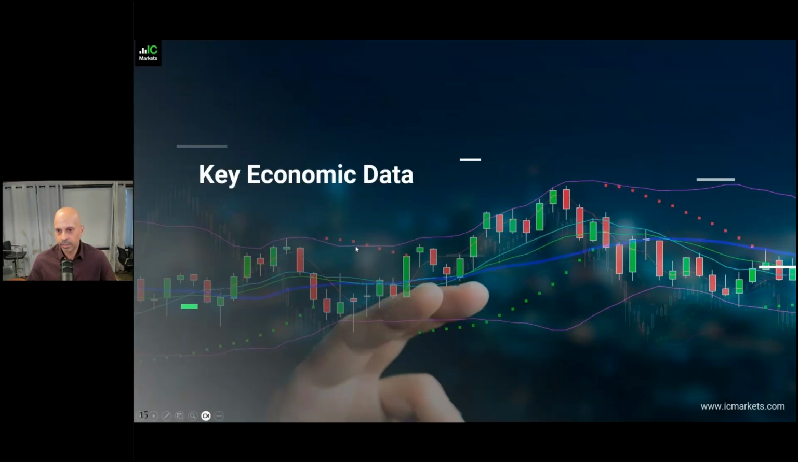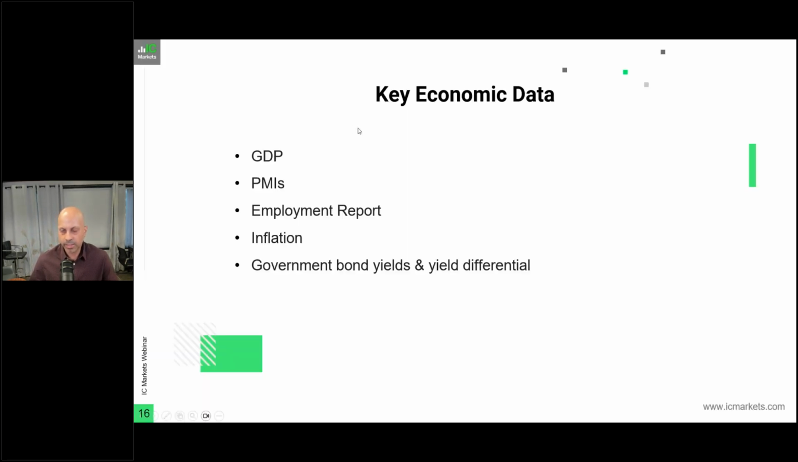Okay, so key economic data. Generally I like to look at GDP, PMIs. For the US, I like to look at the ISM PMIs, which is what we covered earlier, the PMI data from the Institute for Supply Management, look at the employment report, and obviously what has been hogging the headlines for the last 2 years is inflation. And I also like to look at government bond yields and yield differentials as well.